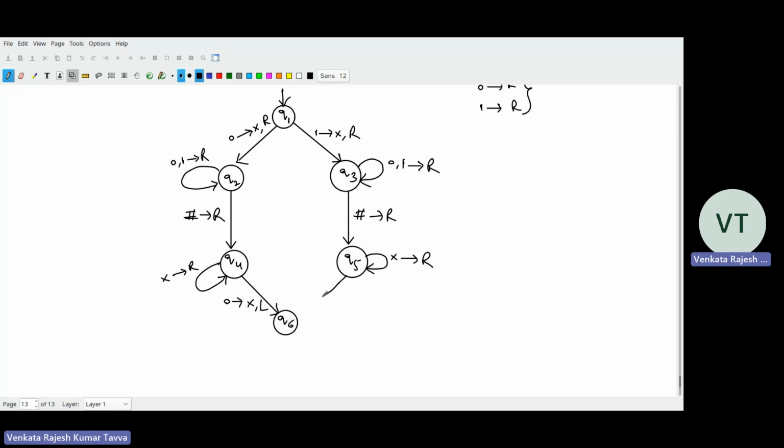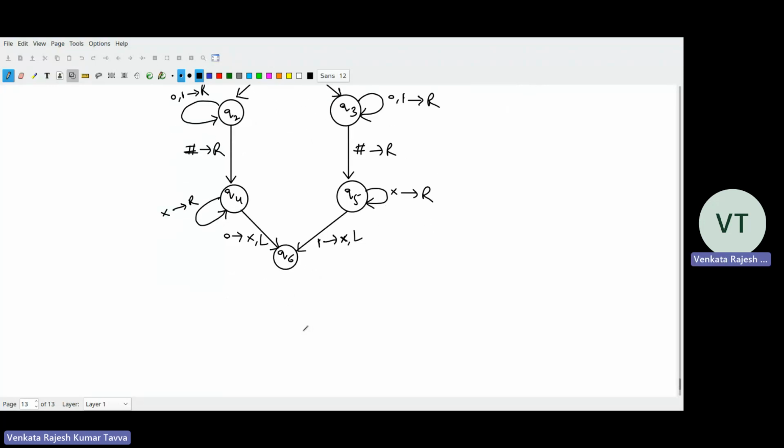Here, if I'm seeing a 1, I cross it, I go left. Now I should keep going left until I see the first cross. No, first I should see the hash. Then I should enter the left half. And I should keep going left until I see the first cross from the right. I stop there, again start reading the next symbol, the uncrossed symbol, compare it, and repeat this entire process.